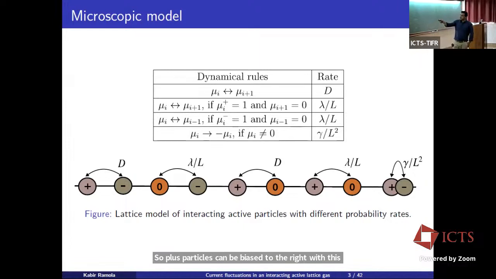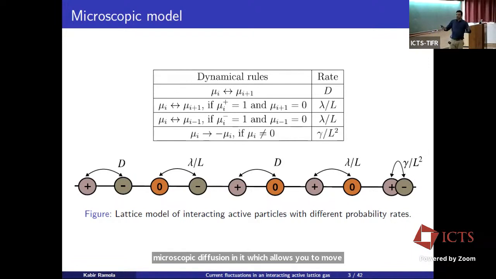And lastly, you have this effect of activity, which is plus and minus particles can interconvert with some rate gamma, which scales again with the system size in a certain way. And so this, of course, describes RTP particles on a lattice. It also has hardcore interaction because only one particle per lattice site, except that it also has this microscopic diffusion in it, which allows you to move plus and minus particles through each other.